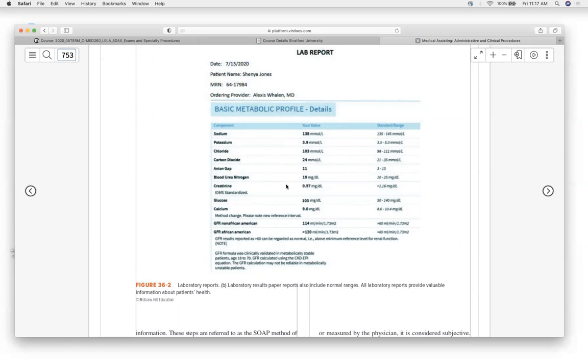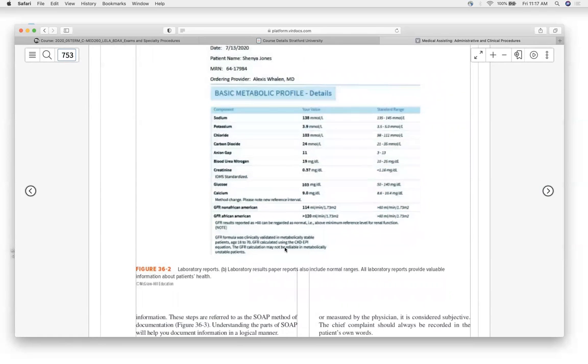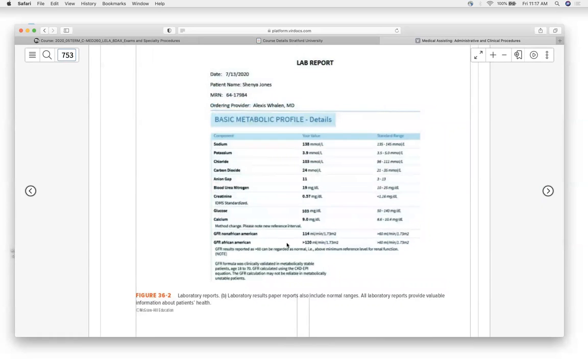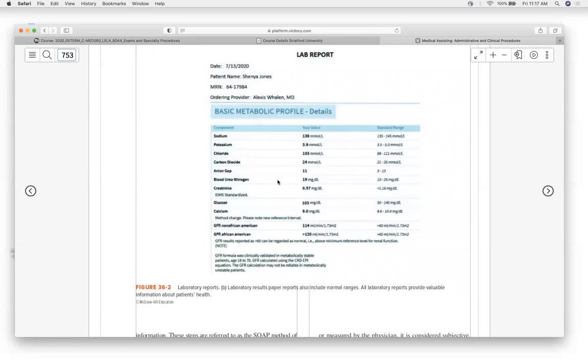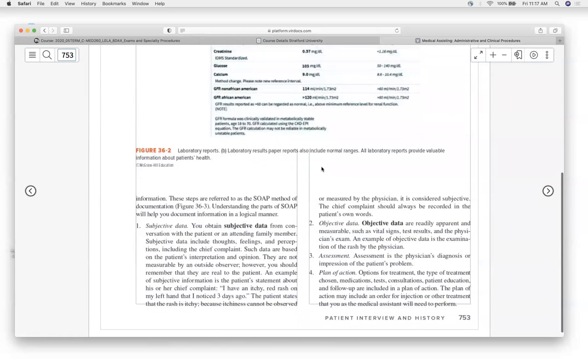One of the things I could ask my doctor is, "Hey, Dr. Whalen, the BMP came back for Shayna Jones. Would you like to talk to her or would you like me just to email her and tell her that everything's normal?" Nine times out of 10, the doctor still would want to talk to them, okay?